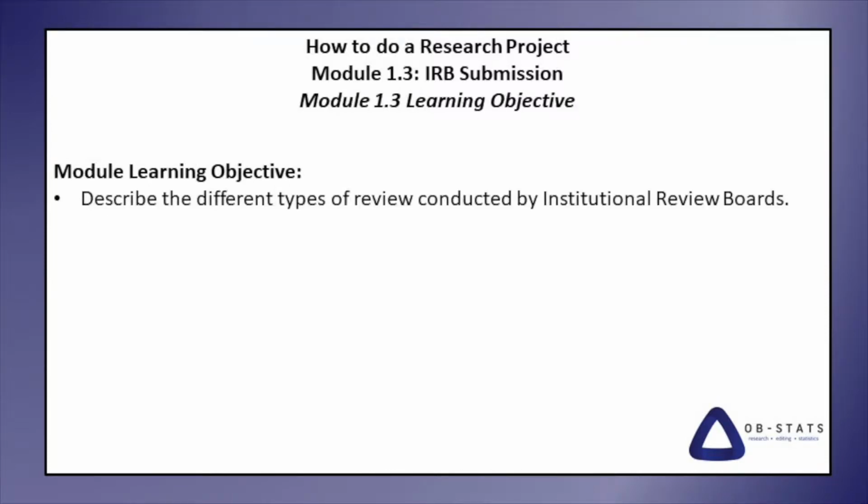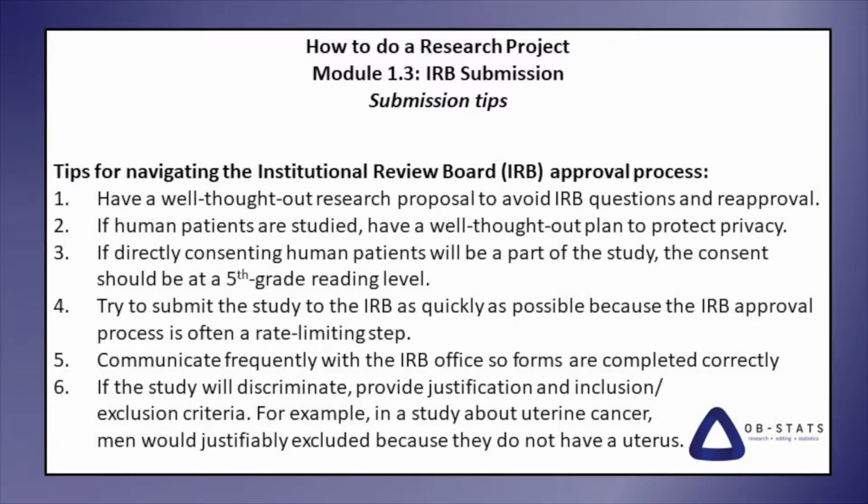The learning objective for this module is to describe the different types of review conducted by institutional review boards. Every research study must be approved by an institutional review board, or IRB, prior to the study being done. In many large institutions, the process can take several months, which can be frustrating. Some tips for navigating the IRB approval process are as follows.